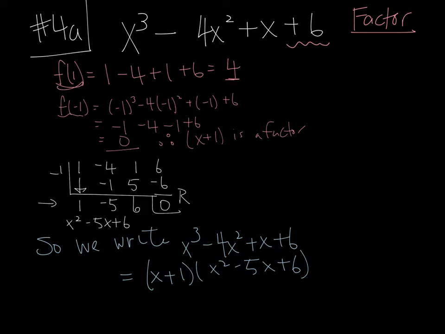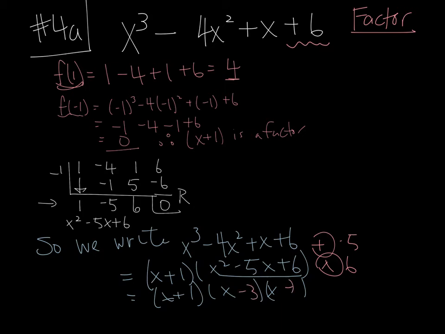We can further factor this second one. So if we further factor that, we get x plus 1, and then in these two brackets, x times x will give the x squared. Two numbers that add to give me the -5 and multiply to give me the 6 would be -3 and -2. So our final line then is this line here. It factors into those three factors. Good luck.